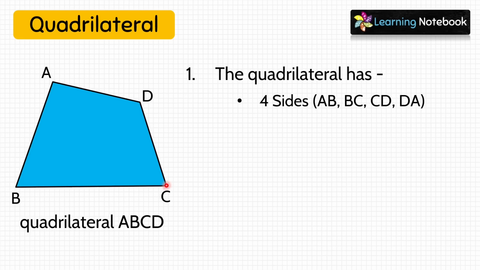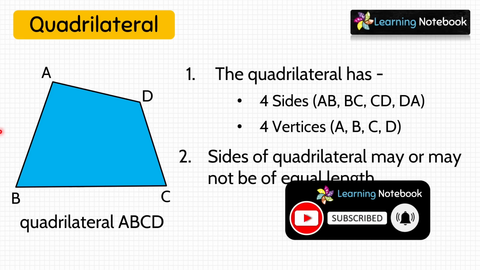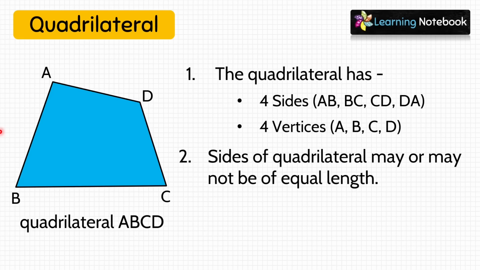AB, BC, CD and DA. These are 4 sides of this quadrilateral ABCD. And then it has 4 vertices or 4 corners: A, B, C and D. And as we learned in triangle, sides of a quadrilateral may or may not be of equal length.